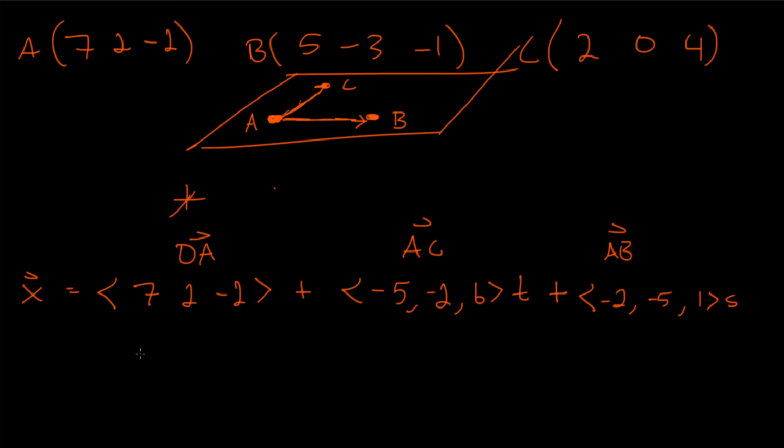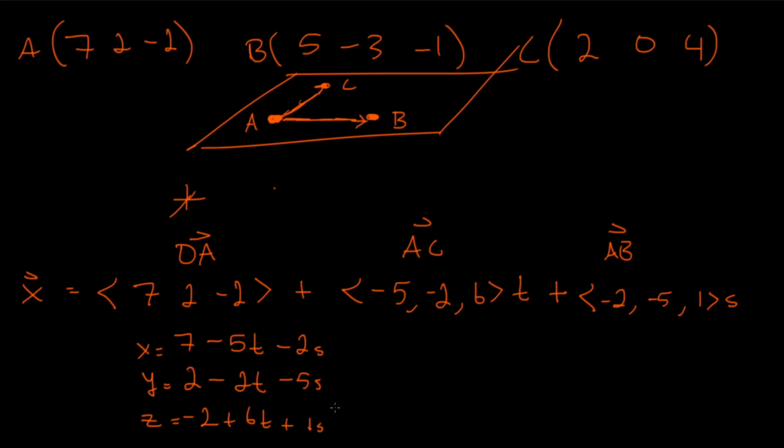And the parametric equation is going to be x is equal to 7 plus, actually I'm going to go ahead and make that a minus 5t, and that's going to be minus 2s. Y is going to be 2 minus 2t minus 5s. And then z is going to be -2 plus 6t plus 1s, or just plus s. And if you give me an s and a t, that will give me an x, y, and a z that is on this plane.